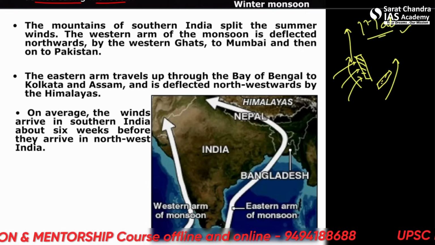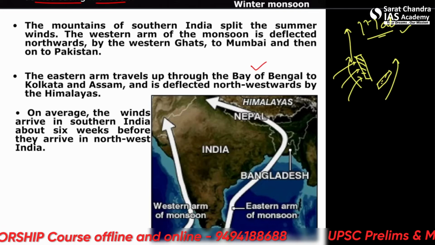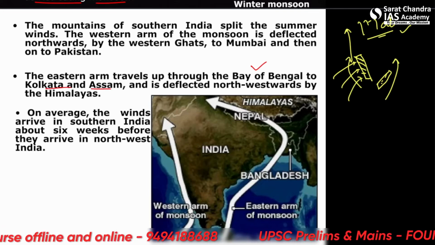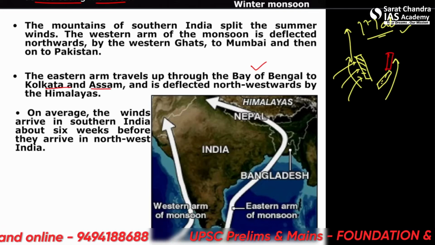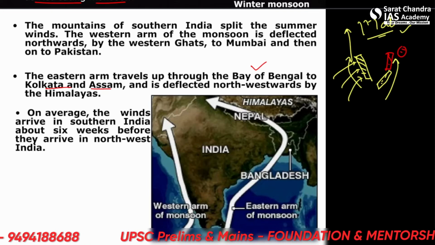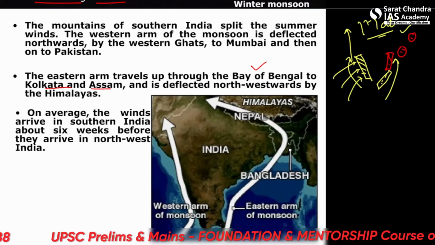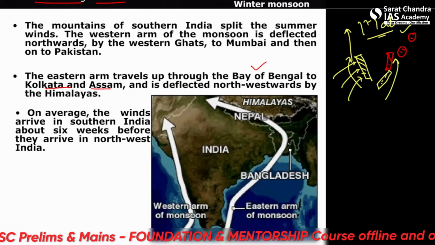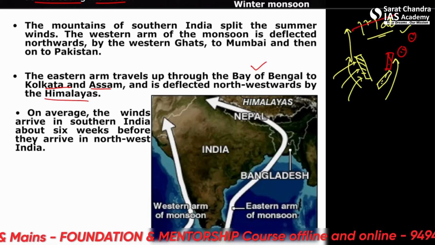All right, and the eastern arm travels through the Bay of Bengal to Kolkata and Assam. Along the eastern coast towards Kolkata in West Bengal here and Assam here, it is deflected northwestwards via the Himalayas. So here again the Himalayas are there.